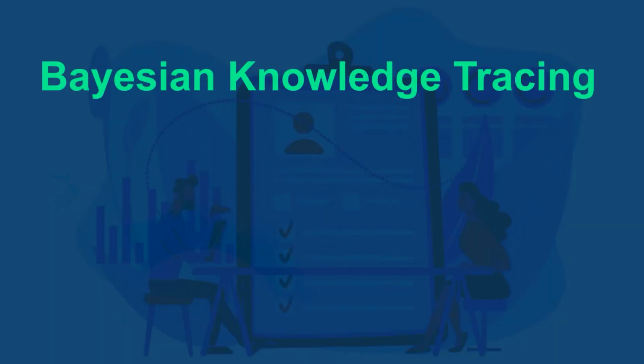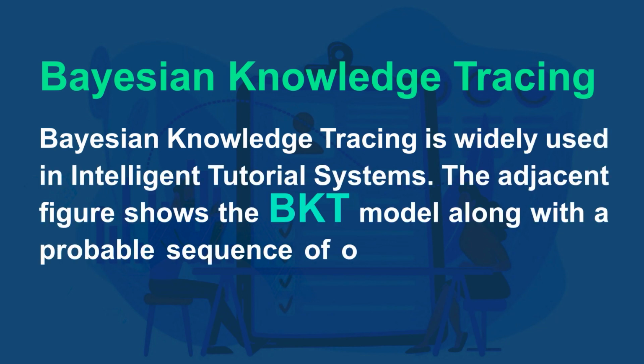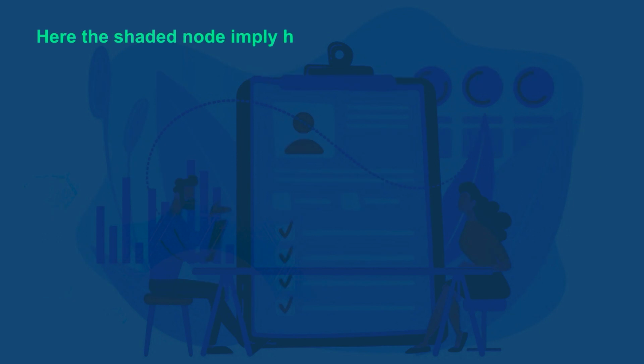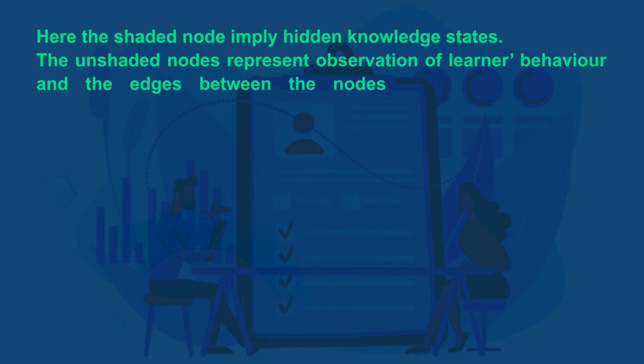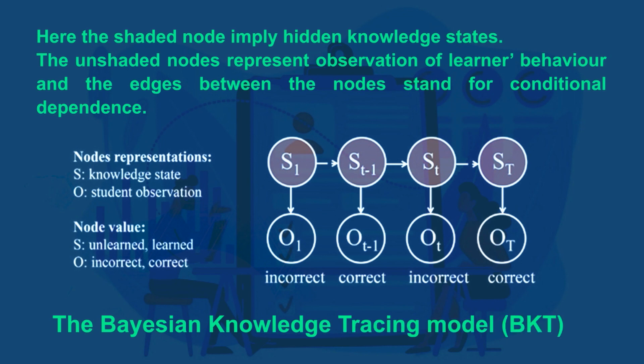Bayesian knowledge tracing is widely used in intelligent tutorial systems. The adjacent figure shows the BKT model along with a probable sequence of observations on the student's performance. Here, the shaded nodes imply hidden knowledge states. The unshaded nodes represent observations of learners' behavior, and the edges between the nodes stand for conditional dependencies. The source of this diagram is given in the e-material.